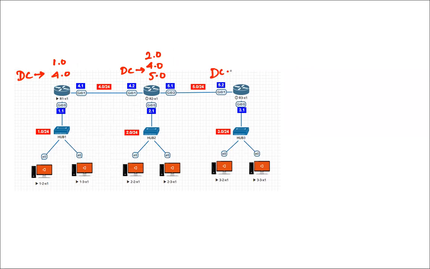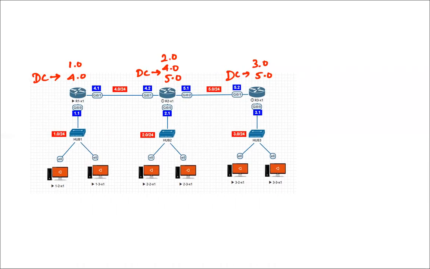What networks are directly connected to the third router? Yeah, so 3.0 and then 5.0. Correct? Okay, very good. So whatever I have written in red color, those networks are directly connected networks.